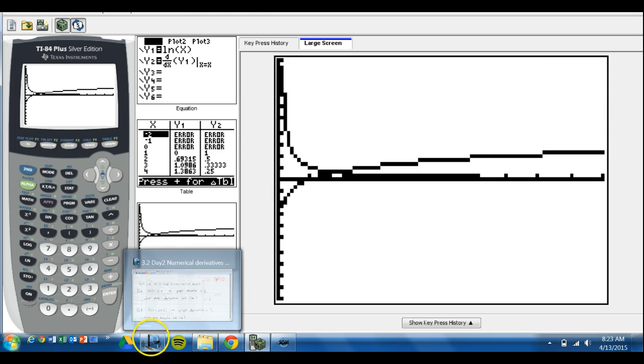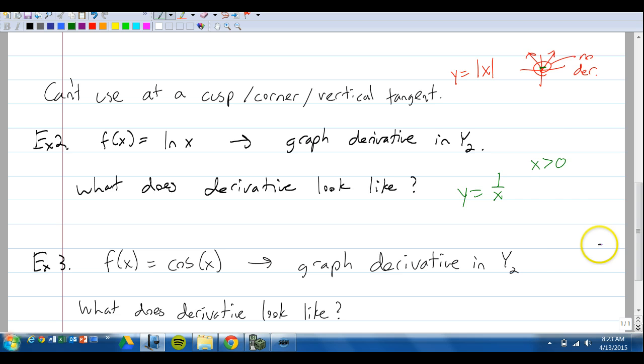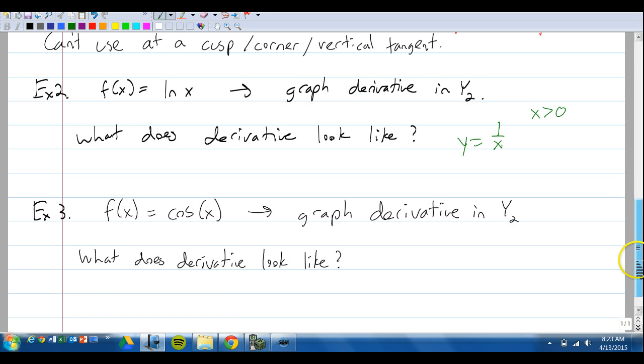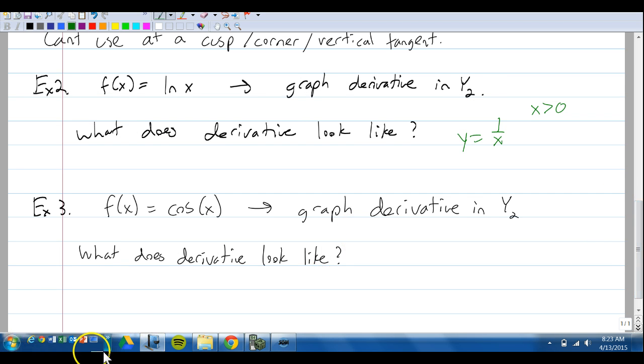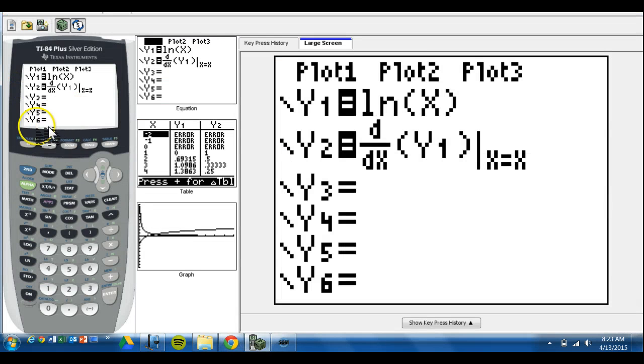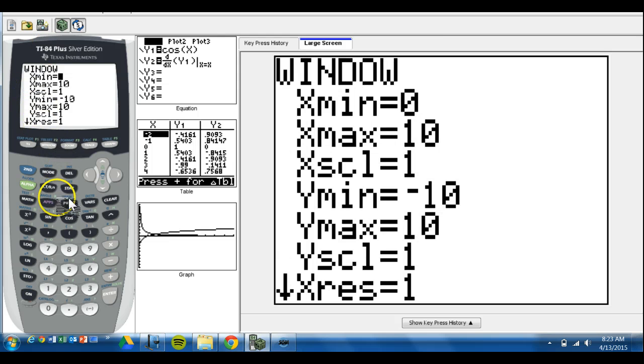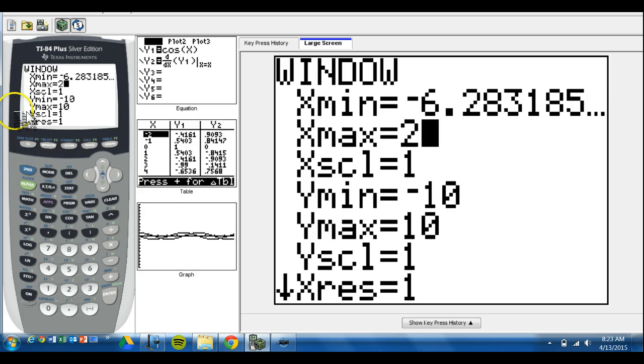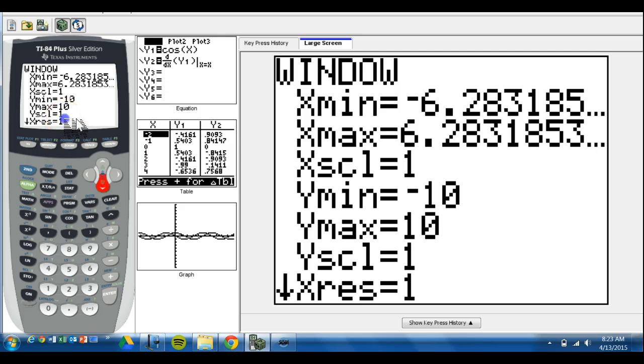Okay, let's do one more of those. What else did I have on the list? Let's do cosine of x. Now with cosine, you can keep your y2 the same, which is kind of nice. So I'm going to say cosine of x. This is why it's good to use y1, because then you don't have to change that. I am going to change my window to just look at maybe 2 cycles of this curve. And then I'm going to make it go from -1 to 1.